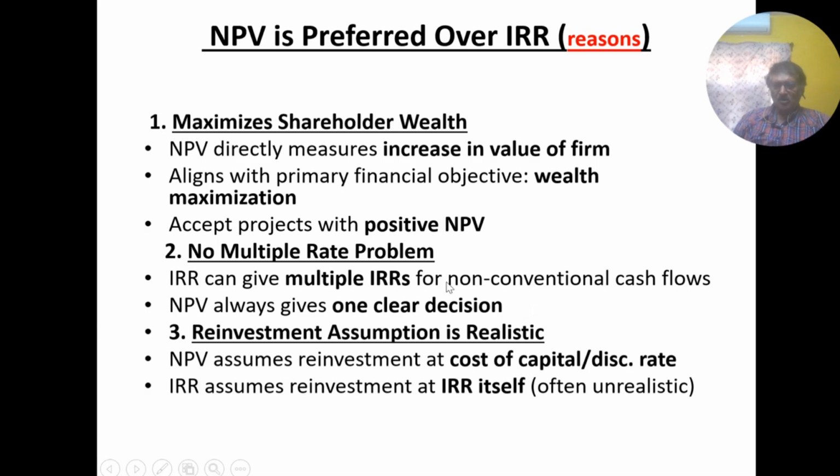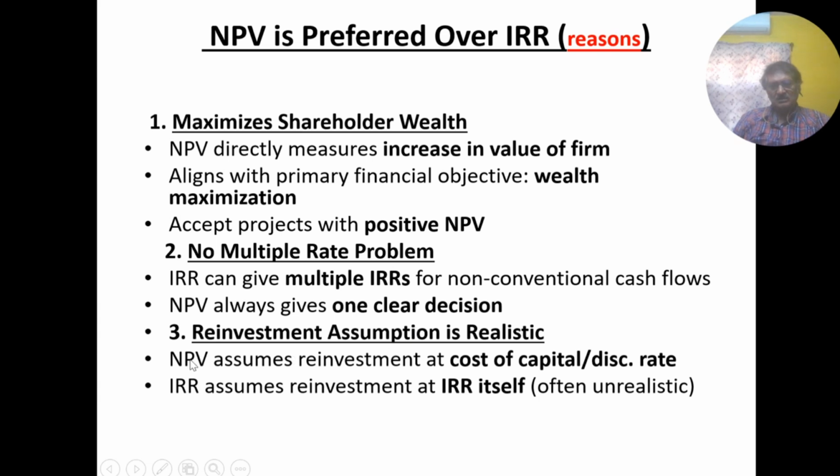But IRR automatically generates the return. Sometimes for special non-conventional cash flows, more than one return may come out. You may be in problem. That's why again NPV is better with respect to IRR. Reinvestment assumption is realistic.